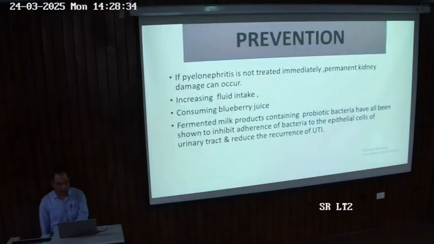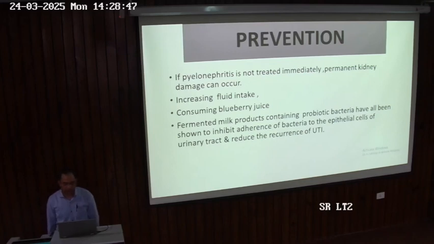So how to prevent urinary tract infection? If pyelonephritis is not treated immediately, permanent kidney damage can occur. So tell the patient to increase fluid intake, consume blueberry or cranberry juice, and increase the intake of fermented milk products containing probiotic bacteria, which have all been shown to inhibit the adherence of bacteria to the epithelial cells of the urinary tract and reduce the recurrence of urinary tract infection.